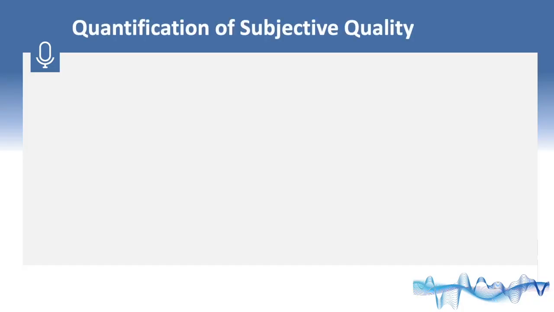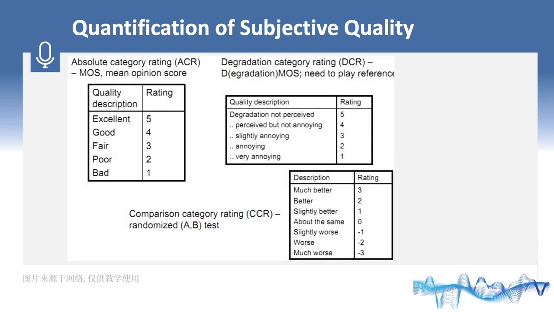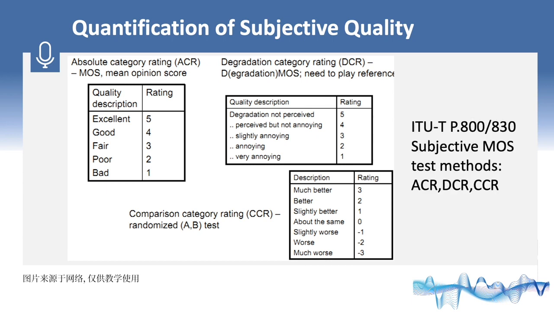In speech communication, the quantification of subjective quality usually uses the subjective MOS test. MOS test methods can be found in ITU-T standards P.800 and P.830, mainly including ACR, absolute category rating, DCR, degradation category rating, and CCR, comparison category rating.